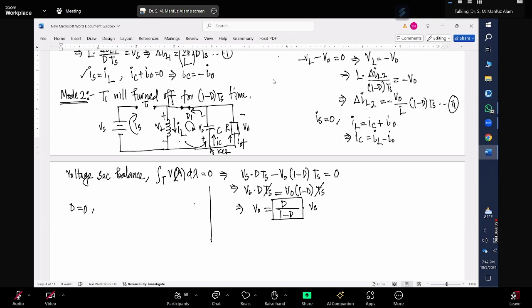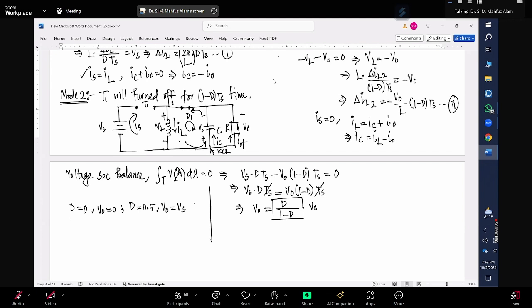So what will happen? Your output voltage will be zero, right? Okay. Now, if I consider D is 0.5, then what will happen? 0.5 over 1 minus 0.5. So output voltage will be equal to source voltage. So your output should be equal to your source voltage, right?